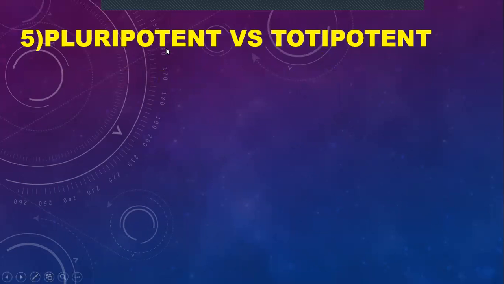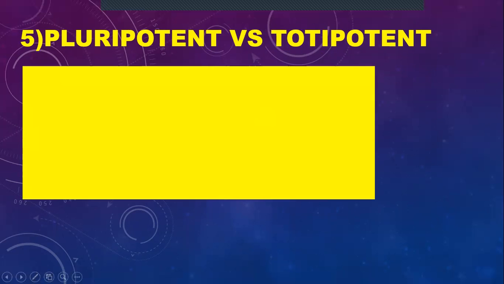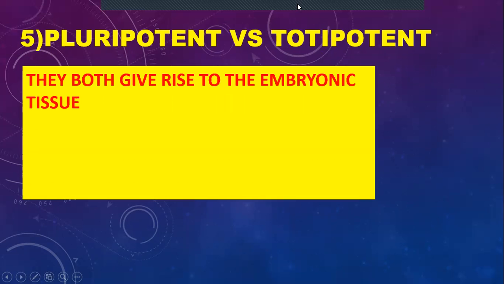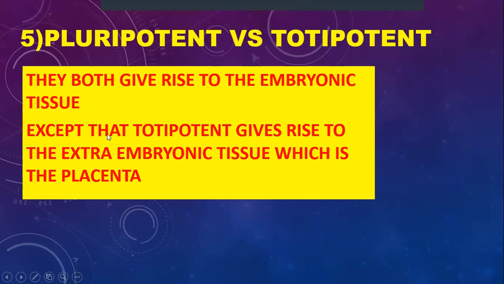Next, the pluripotent and totipotent, they are multipotent, but the unipotent is unipotent. Okay, so for the multipotent germ cells, we have the pluripotent and totipotent, and they both give rise to the embryonic tissue, and it means all tissue types, except that the totipotent, they give rise to the extra embryonic tissue, it means outside the embryo. So what it is the placenta in simple words.